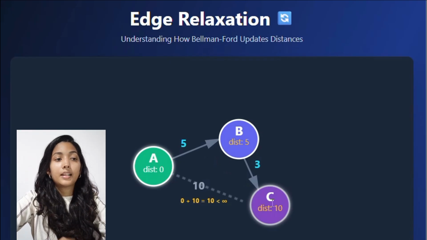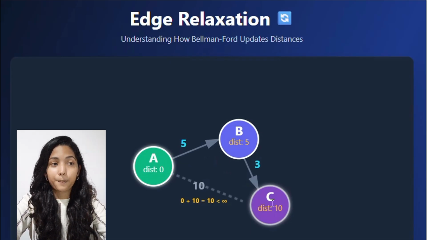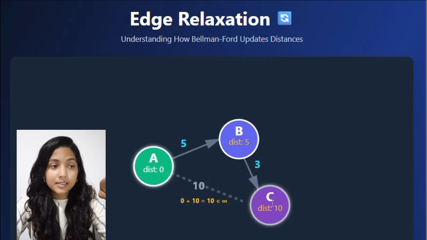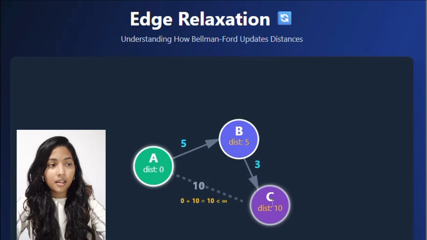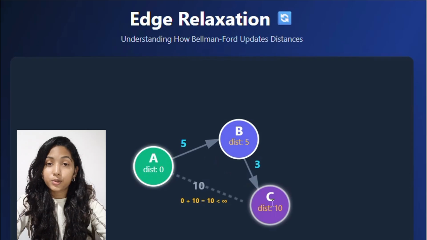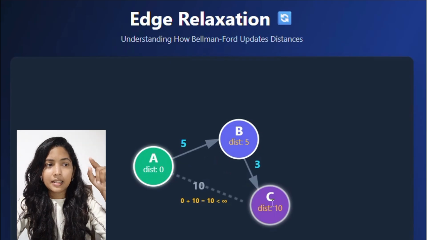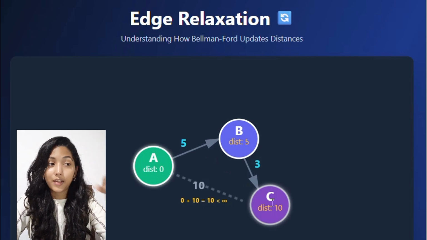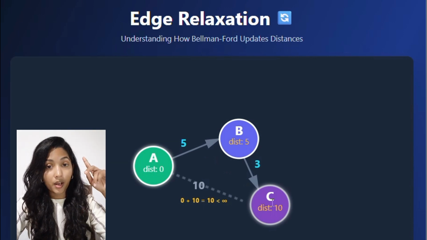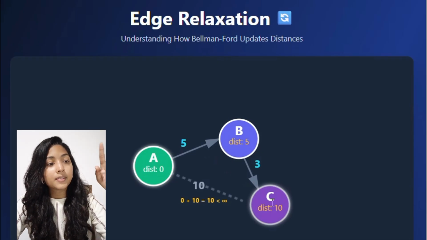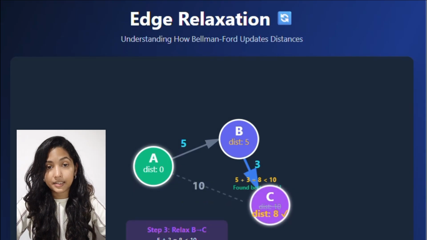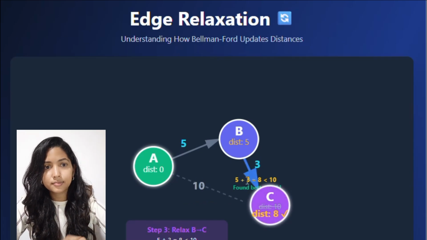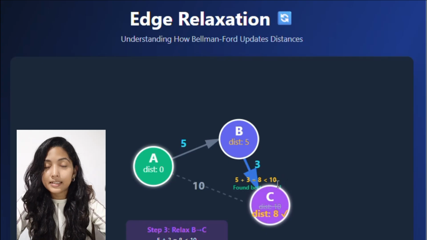Relaxation B to C. The current distance to C is 10, from going directly A to C. But what if we go to B instead? The calculation is distance of B plus weight. Distance of B is 5, which we calculated before, and the weight is 3. So the result is 8. Is 8 less than 10? Yes. See how C's distance changes from 10 to 8.